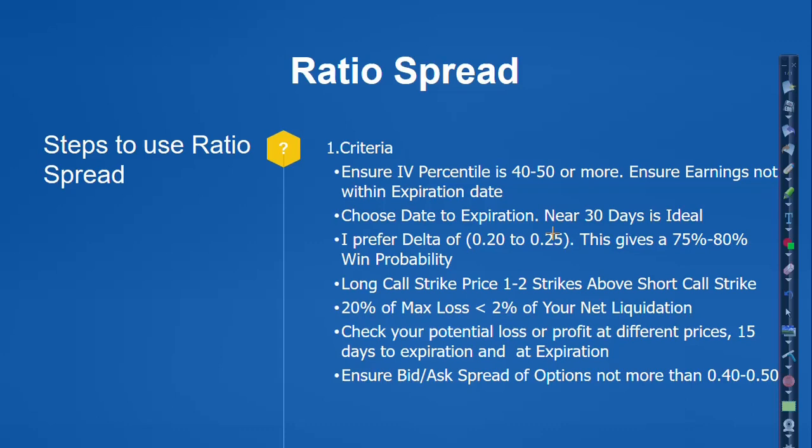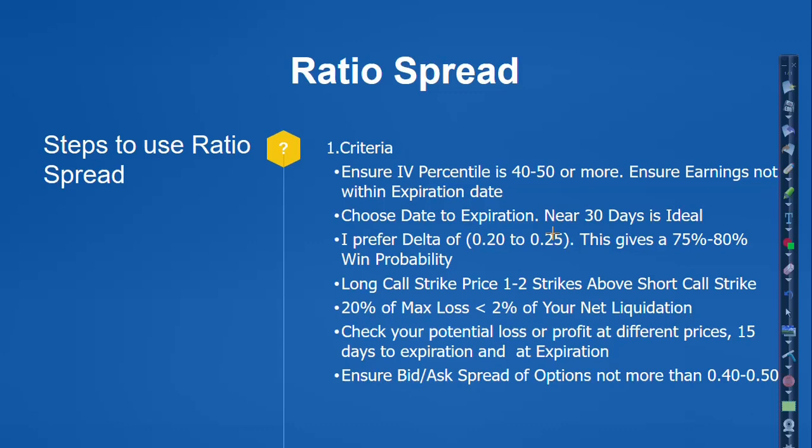Take your potential loss or profit at a different price. When price is moving, you just check what the profit and loss is, at 15 days to expiration and at expiration. So how much profit we are getting within 15 days, and what will be the profit at expiry. If within 15 days we collect 60 to 70% of the premium, we will close the trade.